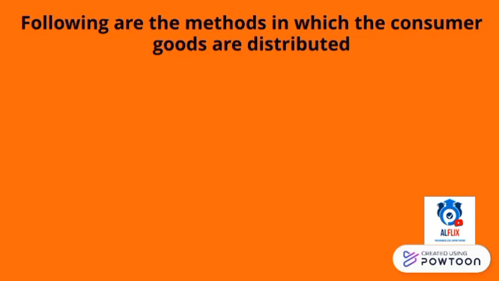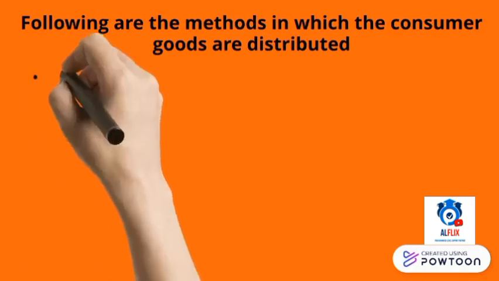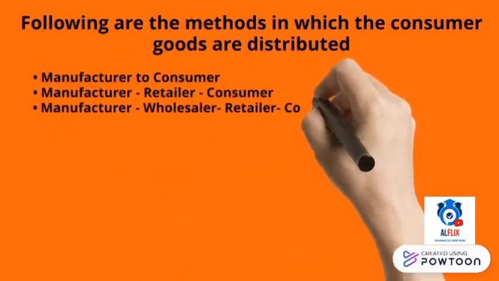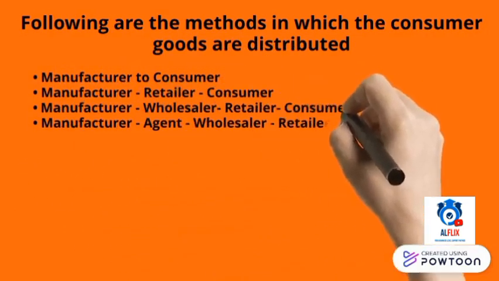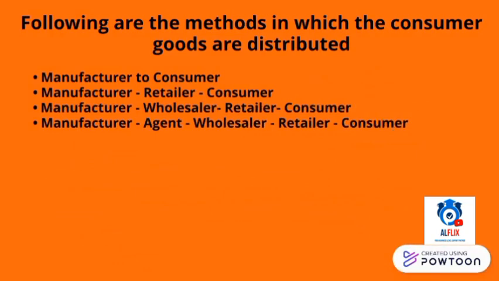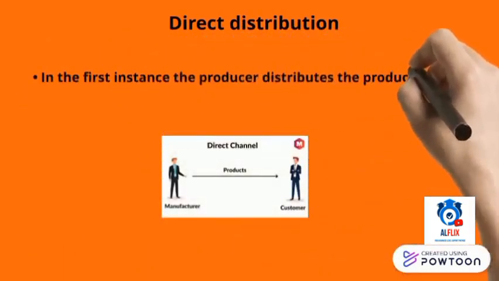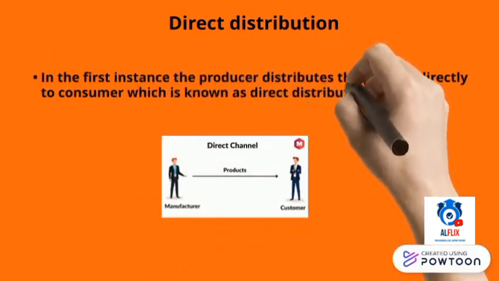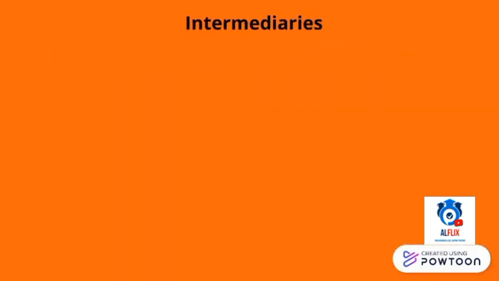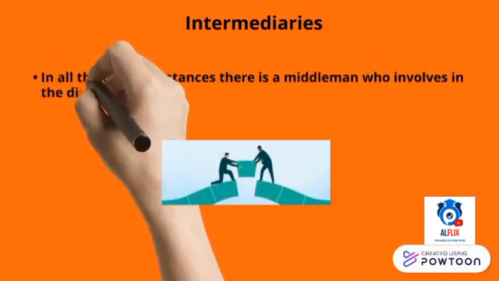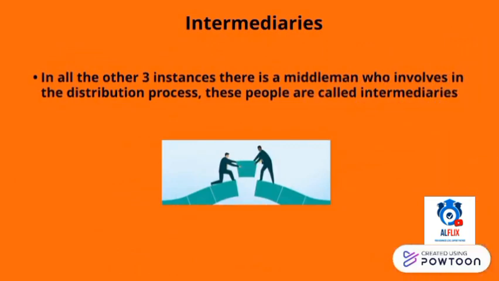Following are the methods in which the consumer goods are distributed: manufacturer to consumer; manufacturer, retailer, consumer; manufacturer, wholesaler, retailer, consumer; manufacturer, agent, wholesaler, retailer, consumer. Direct distribution: in the first instance, the producer distributes the product directly to the consumer, which is known as direct distribution. Intermediaries: in all the other three instances, there is a middleman who is involved in the distribution process. These people are called intermediaries.